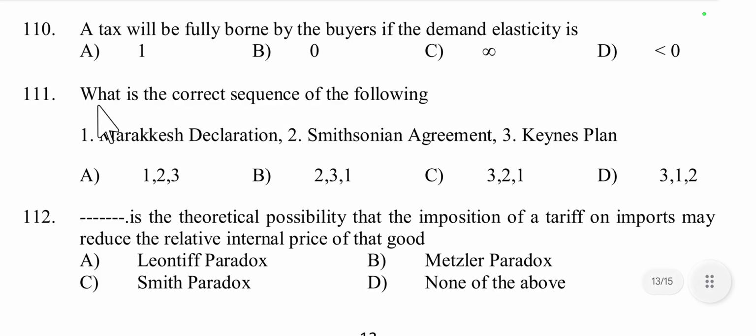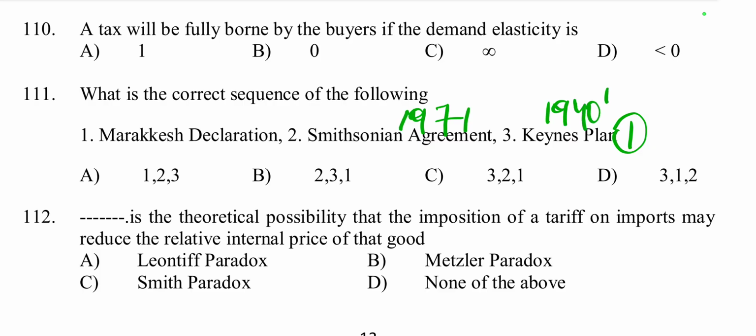Then question number 111, what is the correct sequence of the following: Marrakesh Declaration, Smithsonian Agreement and Keynes Plan. First one is the Keynes Plan, from the early 1940s Bretton Woods Conference. Then the Smithsonian Agreement in 1971. Then the Marrakesh Declaration in 1994, the establishment of WTO. So 3, 2, 1 is the right answer. Option C.